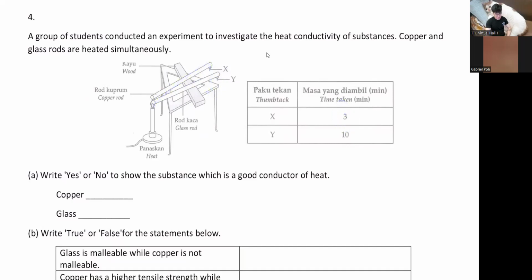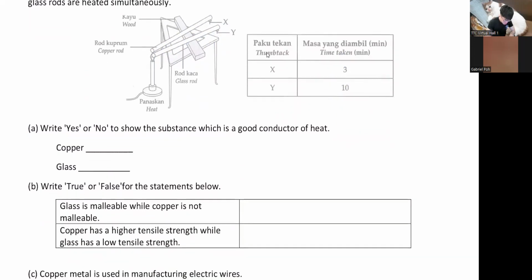Whereas glass, hey, glass ain't bad. At least it drops. So from here, we can see that glass is not a very good conductor. I mean, they still conduct, but it's not a very good one. So, which is a good conductor of heat? Copper, yes. Glass, no.